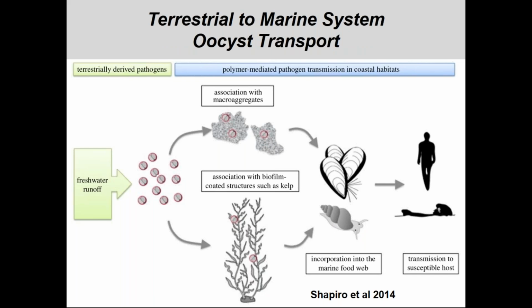This is another depiction of that story there. Freshwater runoff, oocysts are carried out to the ocean. They associate with macroaggregates, marine snow. They become associated with kelp via TEP, and you have bivalves, turban snails, other invertebrates that can concentrate these oocysts in their tissues. And then animals that eat those, that would include humans who eat bivalves, would be susceptible to infection by this mechanism.